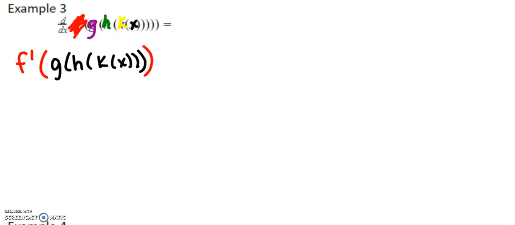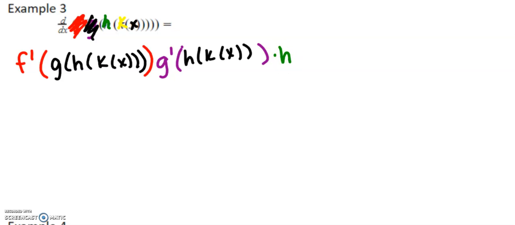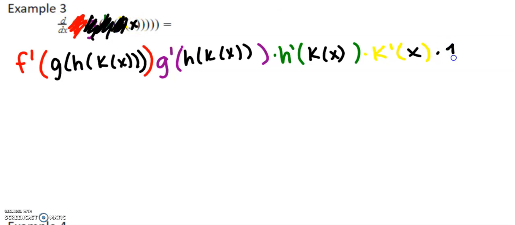So now f is gone. So now I'm going to take the next layer. I'm going to take the derivative of g, and I'm going to leave h of k of x alone. That one's gone. Now I'm going to take the derivative of h, so h prime, and I'm going to leave k of x alone. Finally, I'm going to take the derivative of k, k prime, leave the x alone, and then if I wanted to, I still have this x right here, so I could say the derivative of x is 1. Now I've used up all of my functions, right? So I know that my derivative is over.